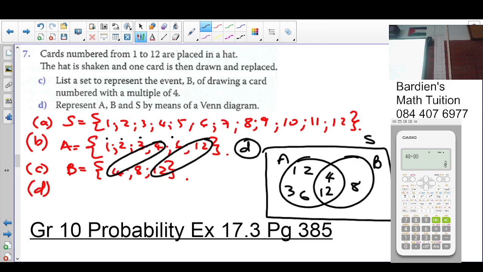Have I accounted for 1? Yes. 2? Yes. 3? Yes. 4? Yes. 5? No. 6? Yes. 7? No. 8? Yes. 9? No. 10? No. 11? No. And 12? Yes. Alright, that is D.